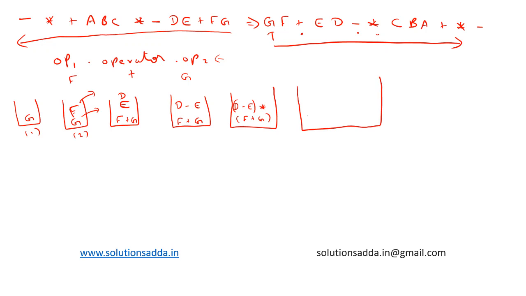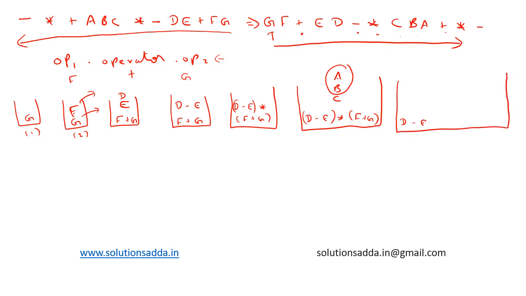So the inside expression is d minus e star f plus g, and we push c, b and a onto the stack in this order, c, b and a. Now we are seeing a plus symbol. We pop the top two operands here and push the result back to the stack. So the stack would look like this.